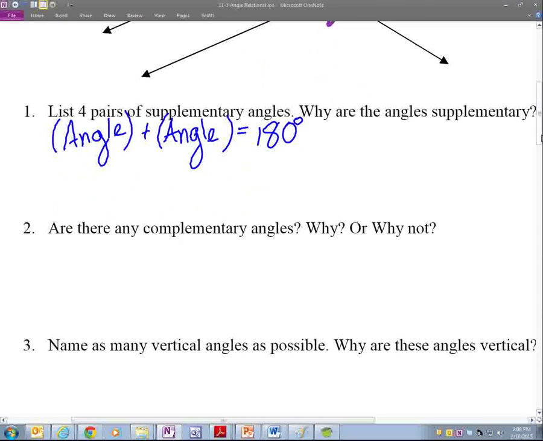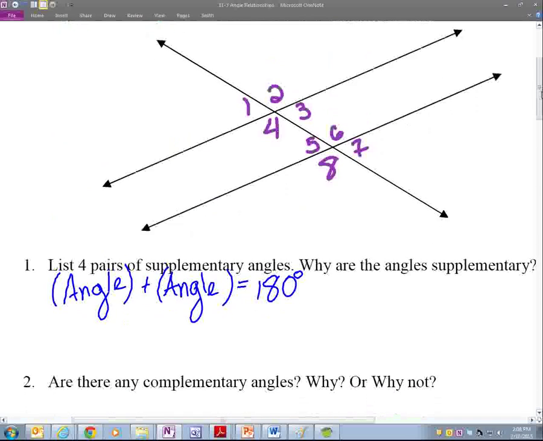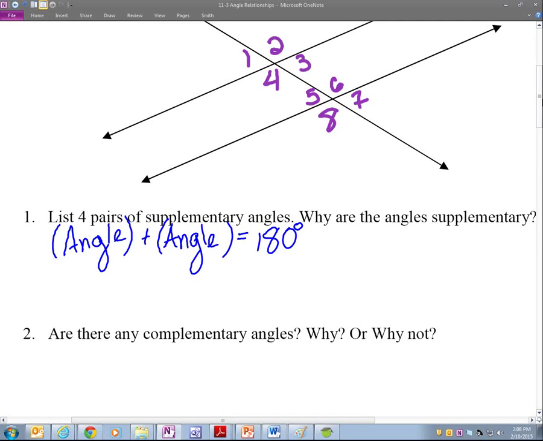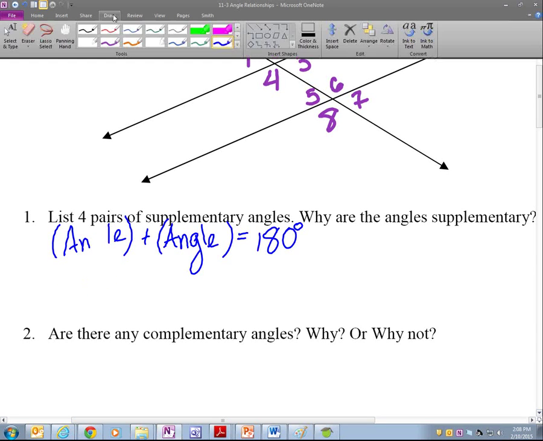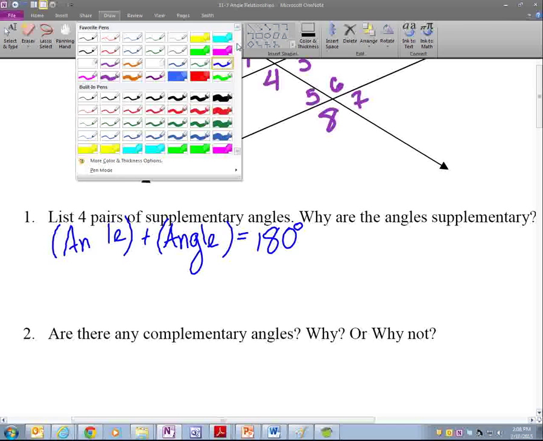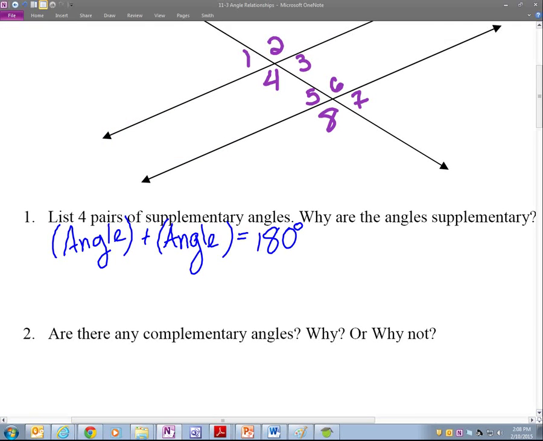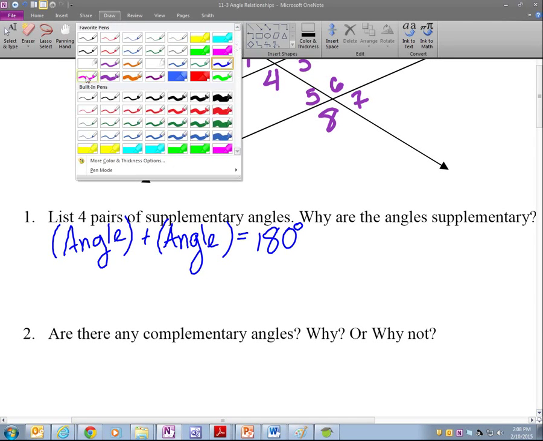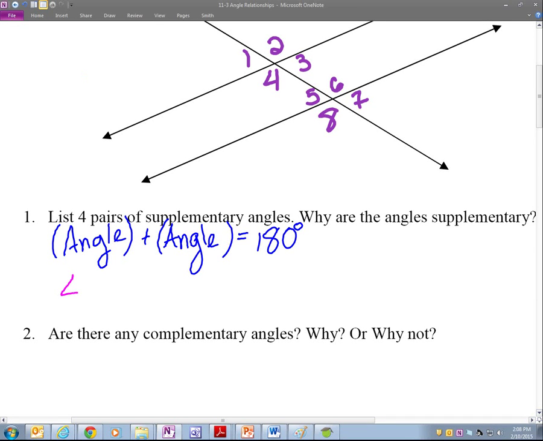And the way that we're going to write that is like this. Actually, I can do both at the same time. So we have angle. I'm going to make that a different color. Let's go pink. So angle 1 and angle 2. Good. Angle 1 and angle 2.